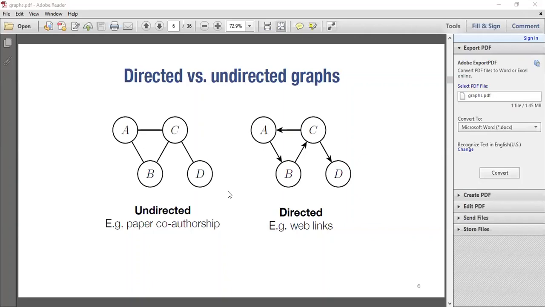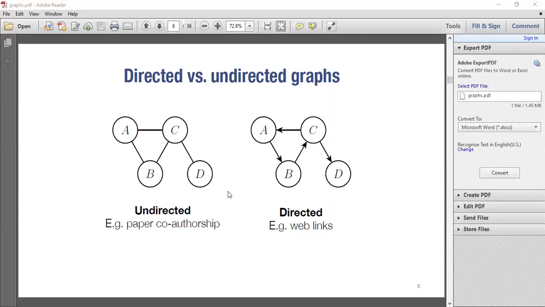For example, the relationship you have between you and your friends, let's say on a social network like Facebook. The friends you have, there might be no direction between the link you have with your friends. What is apparent is that you are friends with A, you are friends with B, but there's no seeming direction per se. So that's a typical example of an undirected graph.